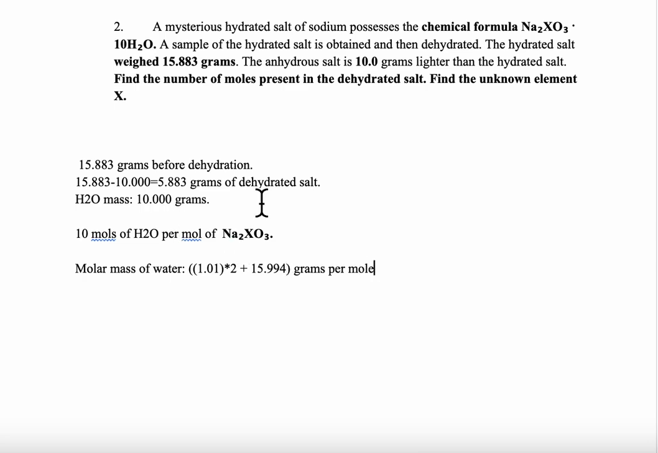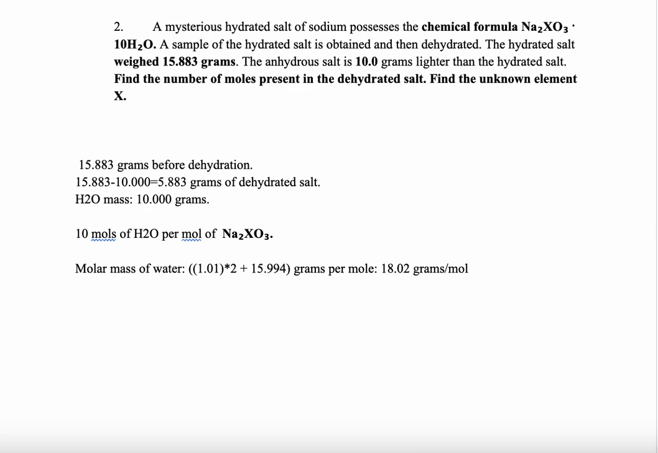This is the molar mass of water. It's a very common one, and it's going to amount to 18.02 grams per mole. So that's one step, and it's very important. Now we have that molar mass conversion factor, and we can use it to find the number of moles of water, given that there were 10.000 grams of water in the sample.